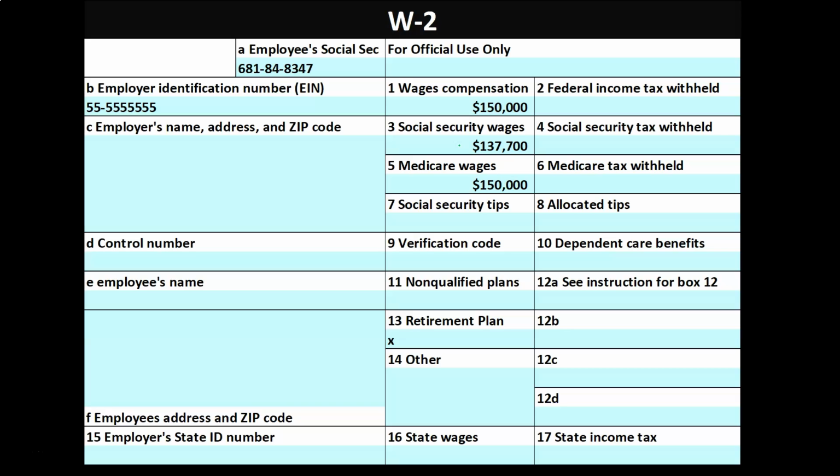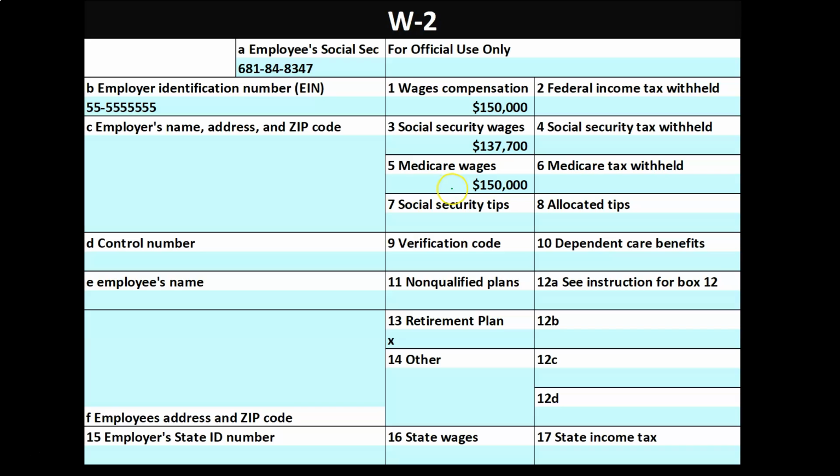But in any case, with the cap, that means you could have a difference between box 1 and box 3. Box 1 is closer to what was actually earned, because obviously box 3 capped out at that amount, at the cap for Social Security. And then box 5 doesn't typically have a cap. So box 5 for the Medicare will still be at, in this case, the same 150,000.